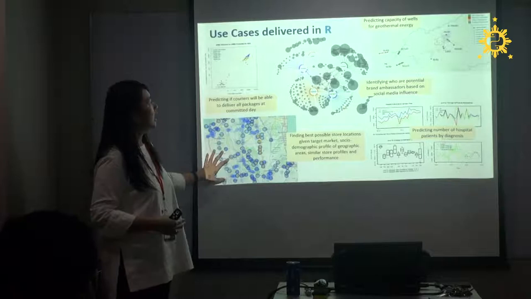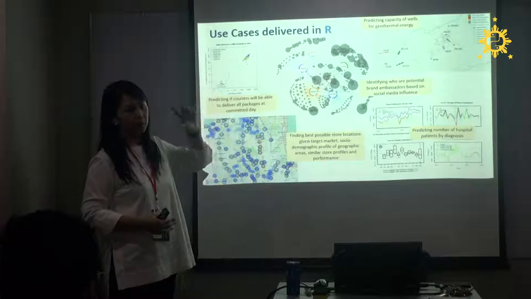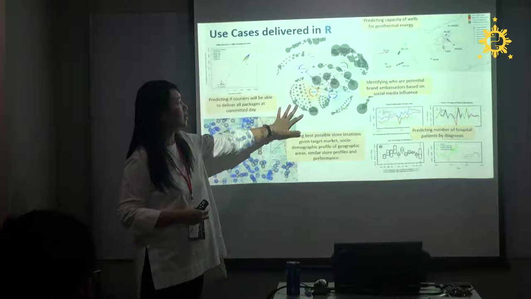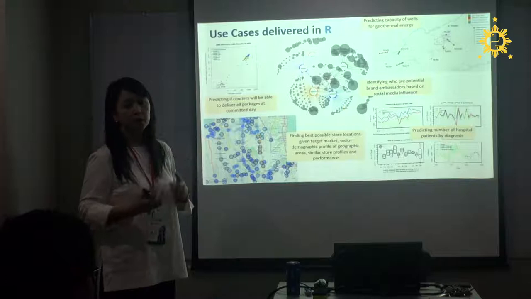And then this network was actually built with Twitter data, so R can also connect to Twitter data, parse it, and then find who the most influential people are within the social media network. And in this particular use case, it's identifying potential brand ambassadors who talk about the particular brand.